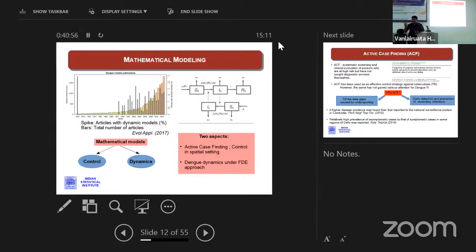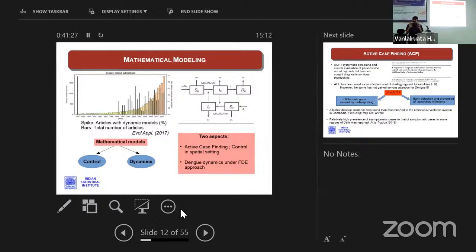And in the second aspect, I want to see the dengue dynamics. As in my first lecture, I talked about pneumonia, many times I talked about pneumonia. So how a fractional difference equation model is used to represent the dengue dynamics, that will be another part of my talk. So now we are considering dengue. What is that?